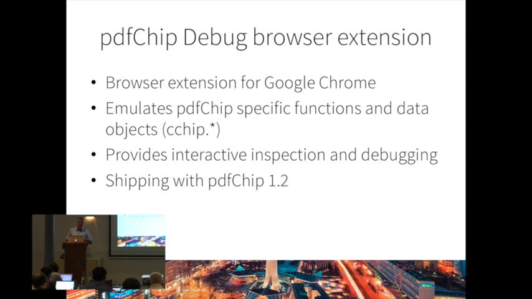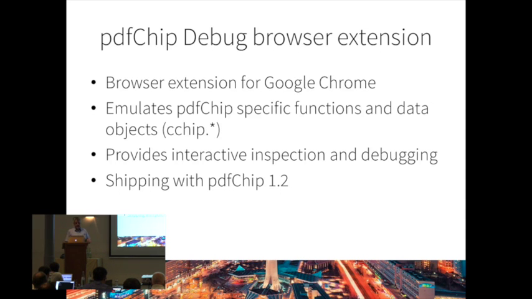So we thought, how can we address that? And we definitely didn't want to write our own debugging environment because it's a lot of work. We want to hijack what you have already in Chrome or Safari and just make it work with pdfChip HTML. And the approach is relatively simple once you get the hang of it, because you can use JavaScript inside Chrome also for debugging purposes.